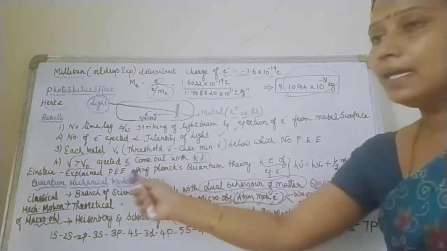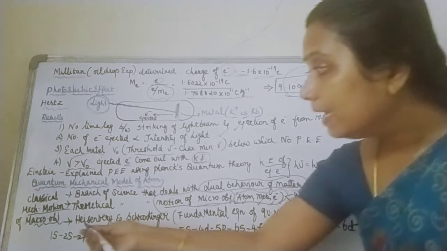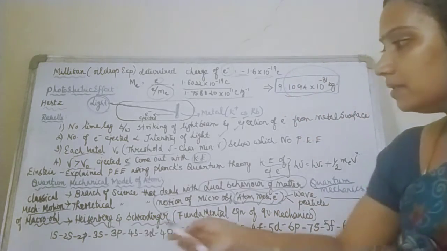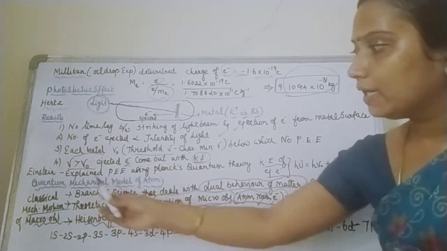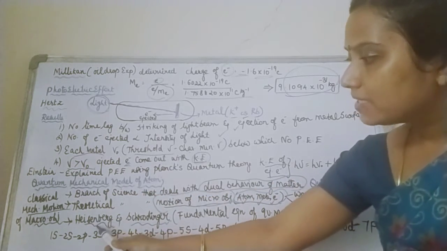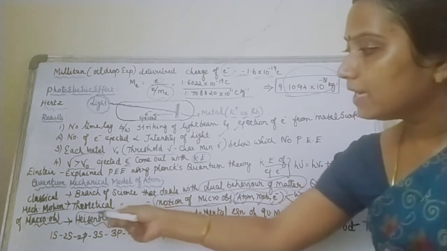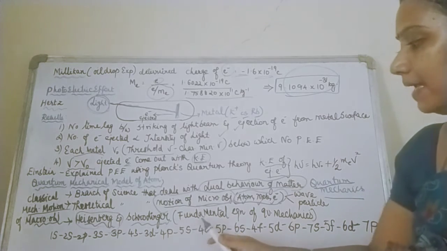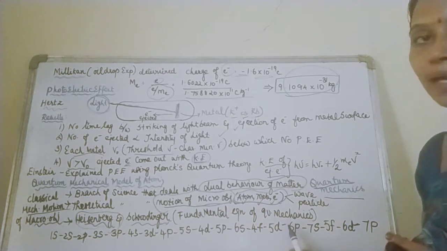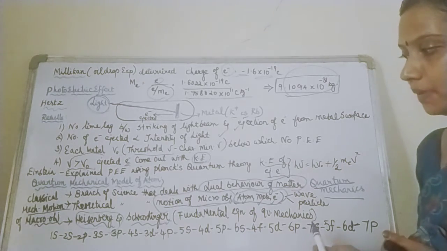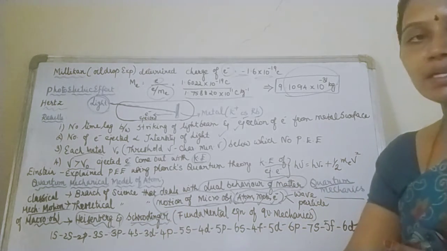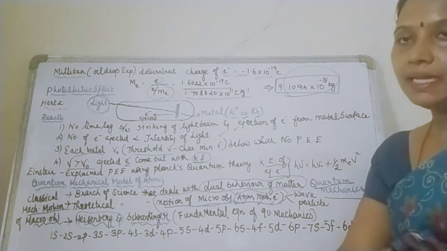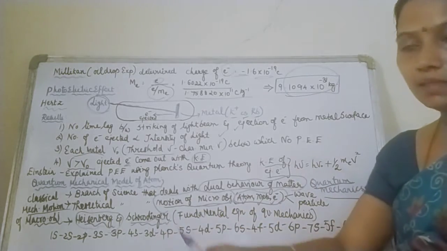The quantum mechanical model of atom was explained by Heisenberg and Schrödinger. They both together explained the quantum mechanical model. But Heisenberg separately explained the Heisenberg uncertainty principle, and Schrödinger explained the fundamental equation of quantum mechanics, for which he was awarded the Nobel Prize. I have told you the Schrödinger equation: Hψ is equal to Eψ, and what is that H? H is nothing but the Hamiltonian operator, which I have discussed in other sessions.